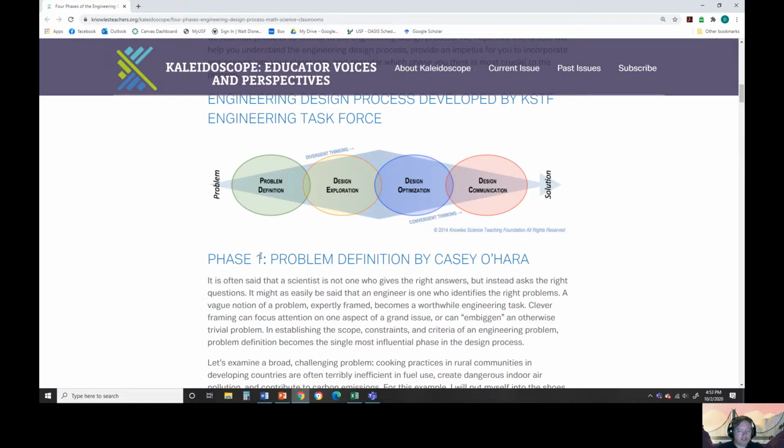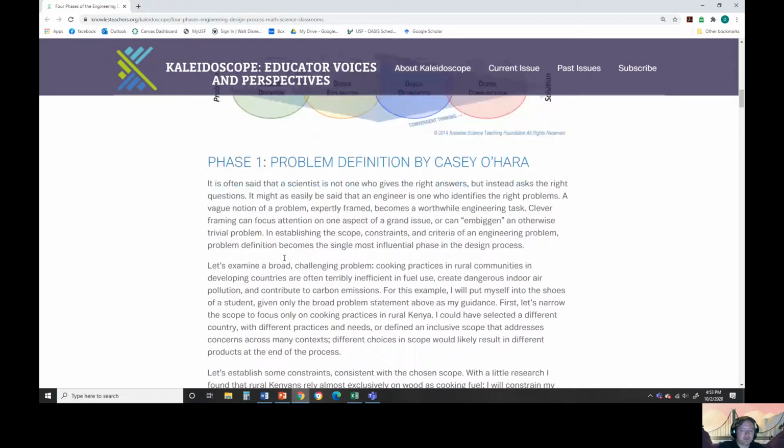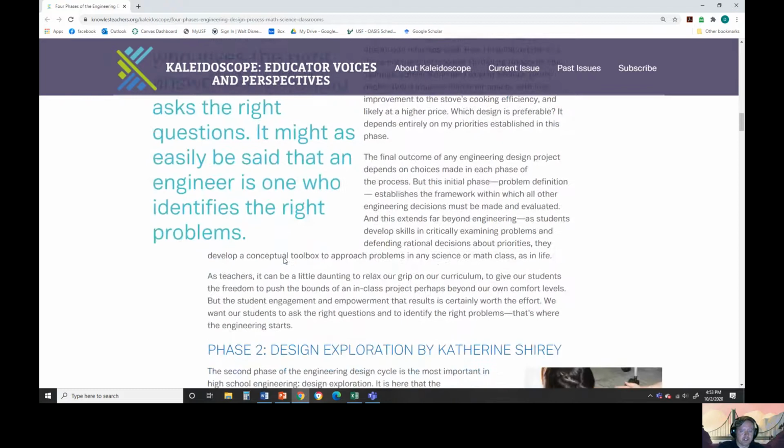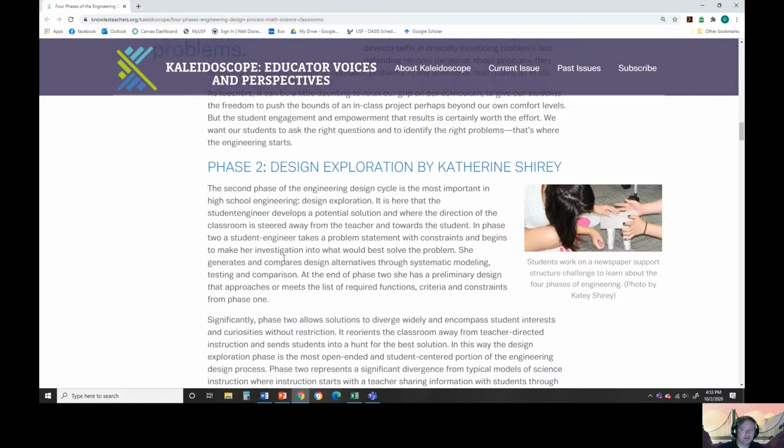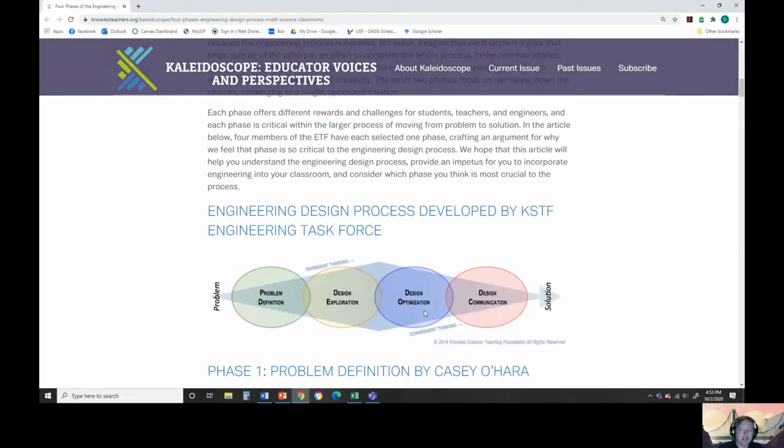So once we understand what that problem is, the next part is we need to figure out the design exploration. How do we go about, in this second phase, figuring out how to solve the problem? Well, we develop a potential solution. We try it out, and then we start our design optimization. What worked? What didn't work? How do I make it better? Let me go back. Let me test it out.